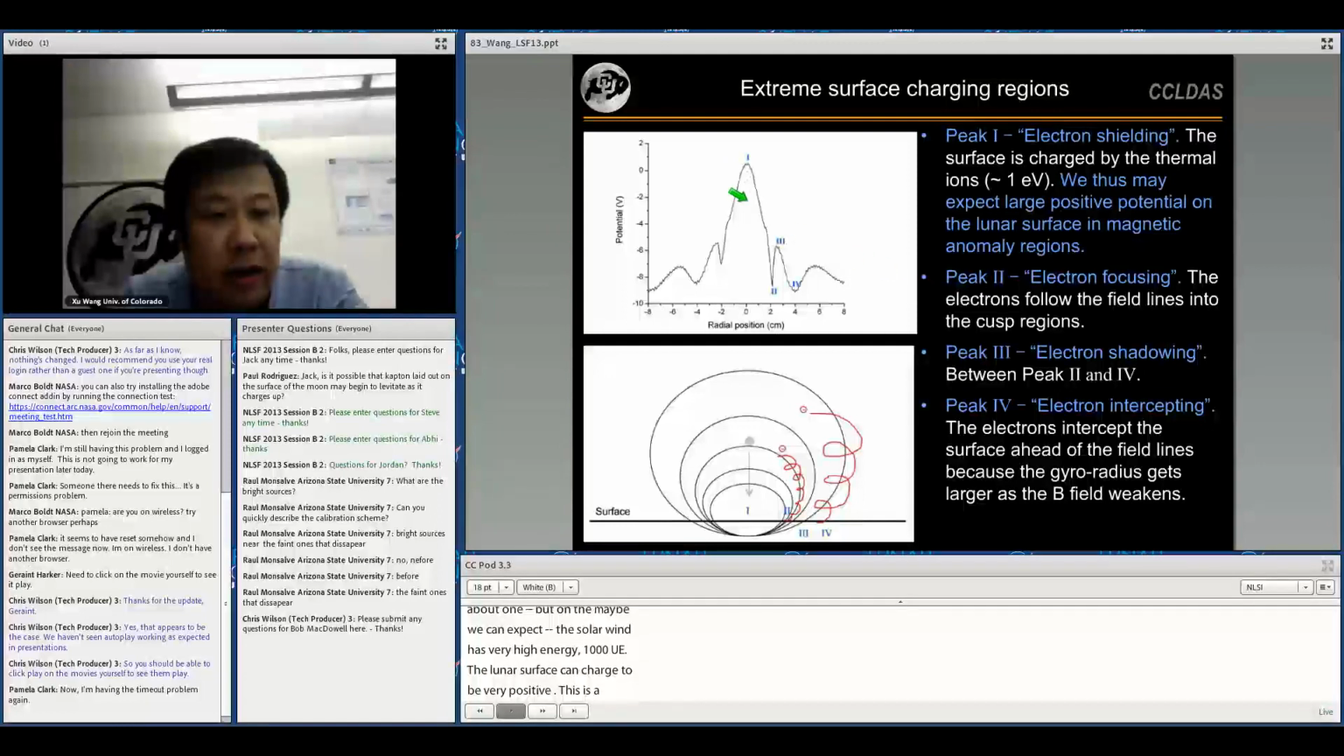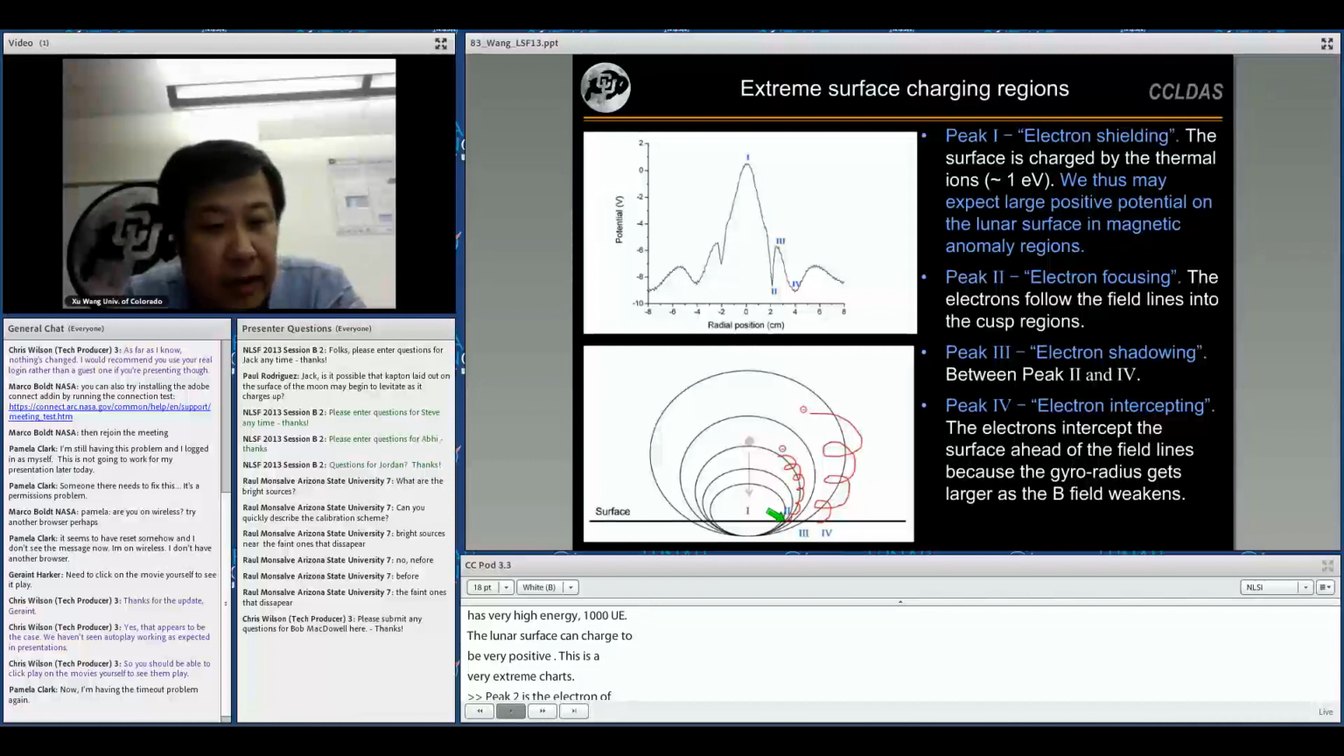And peak 2 is the electron focusing. Because the electrons follow the field lines to the cusp, which is a small surface area compared to the above, it behaves like a focusing. So the electrons charge that region more negatively. And peak 3 is what we call the electron shattering. Before I talk about that, I should talk about peak 4 first.